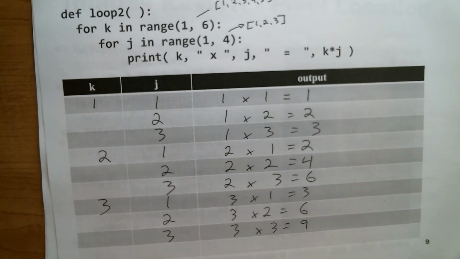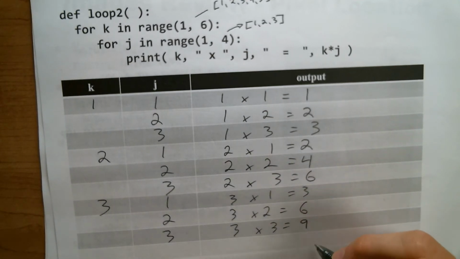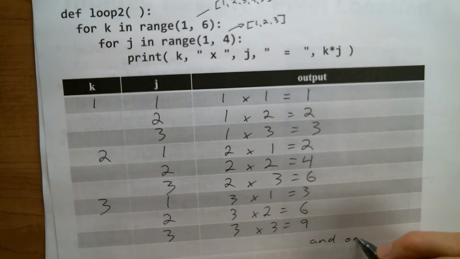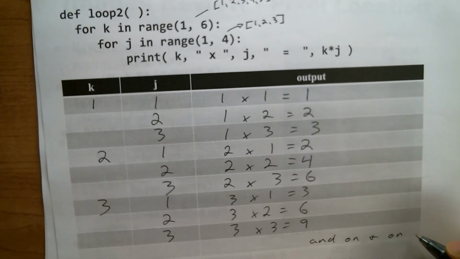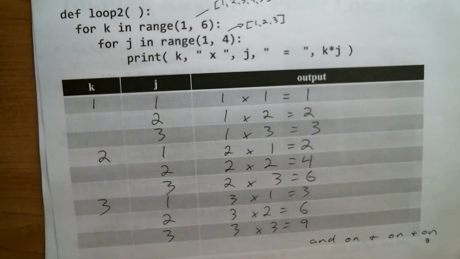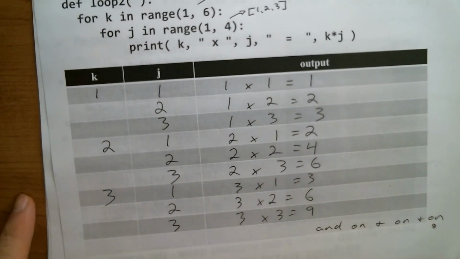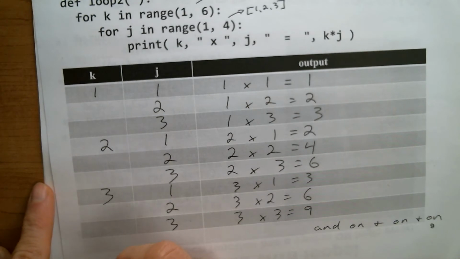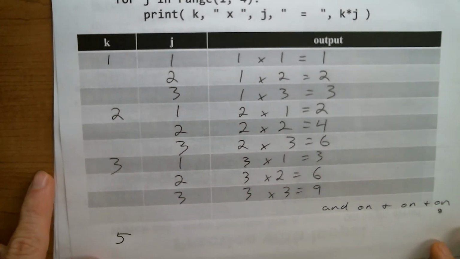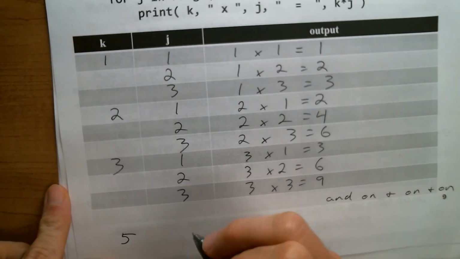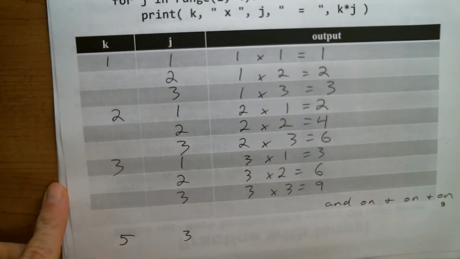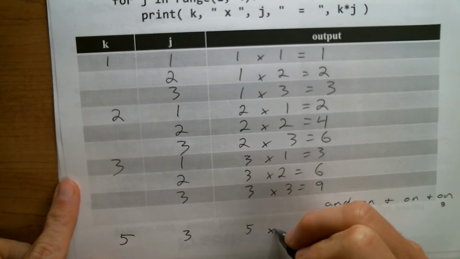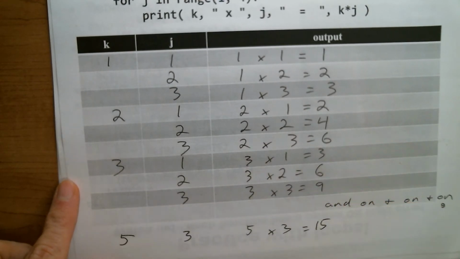And at this point, I'm going to stop because it just goes on and on and on. All right. I'm not going to write out the whole table here, but I'm just going to say on and on and on. But what I am going to do is put the very last one. So at the very final one, K is going to be 5. Remember, it doesn't actually get up to 6. J will be 3 because it doesn't actually get up to 4. And you'll have 5 times 3 equals 15. Okay.